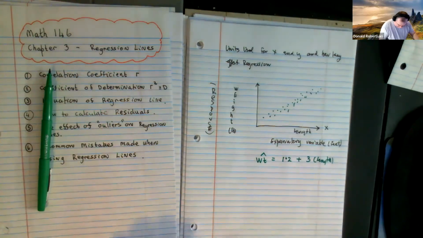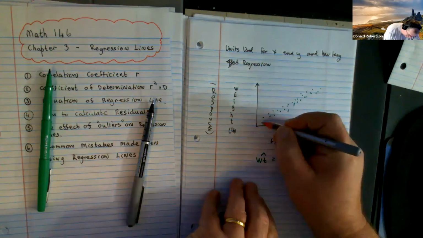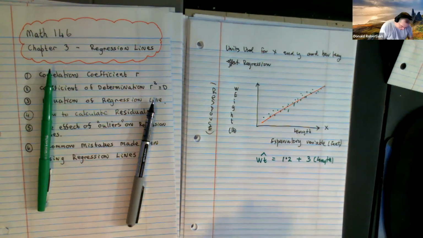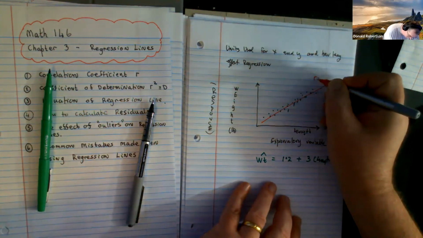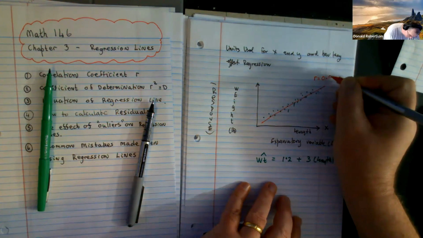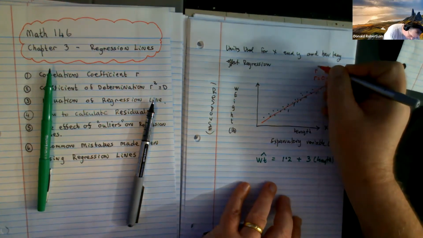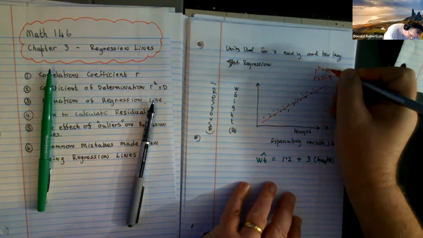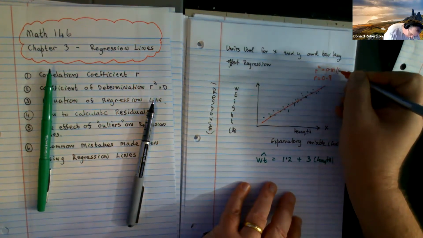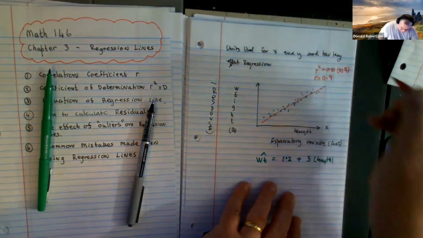Well, you got your data. That's what a straight line looks like. Let's say that the correlation coefficient was 0.9. That would give you an R squared of 0.81, or more likely, it would be called 81%.